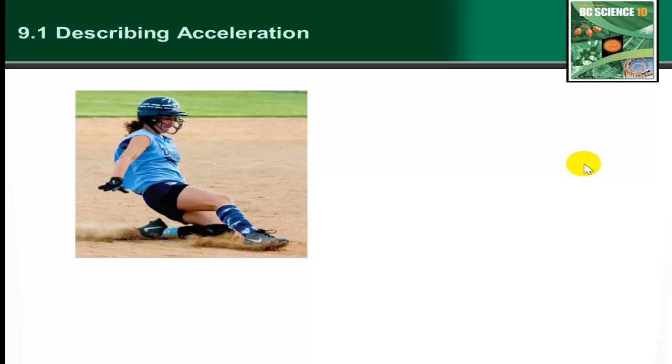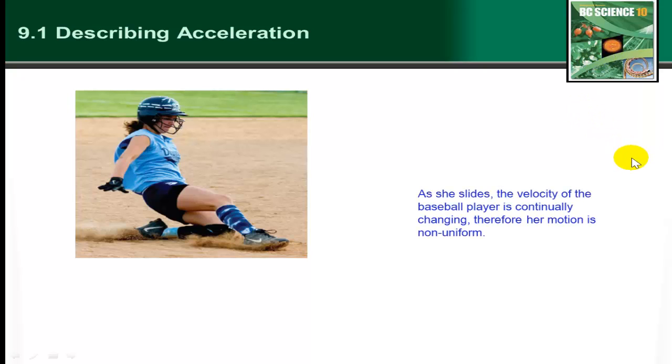So you try it. This young lady sliding into home plate. Would you say she's undergoing uniform motion? No. She is undergoing non-uniform motion. As she slides, the velocity of the player is continually changing. She's slowing down, therefore her motion is non-uniform.